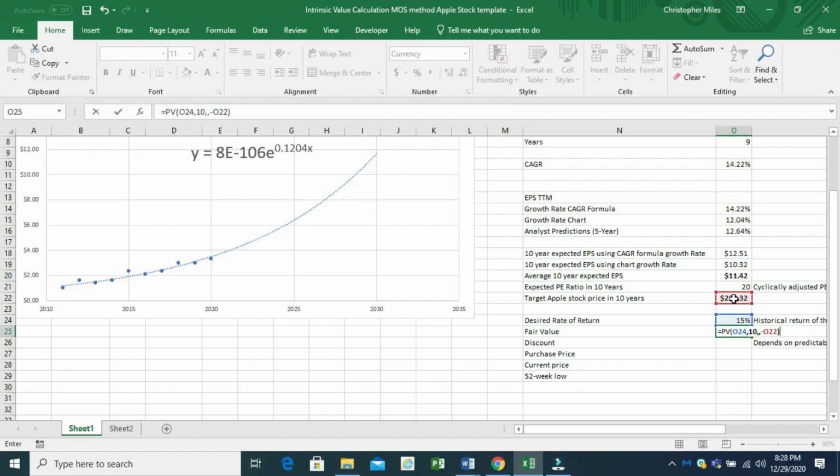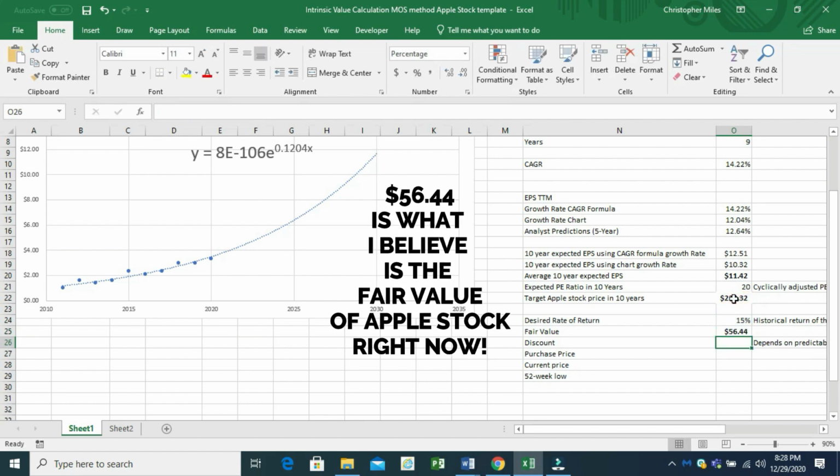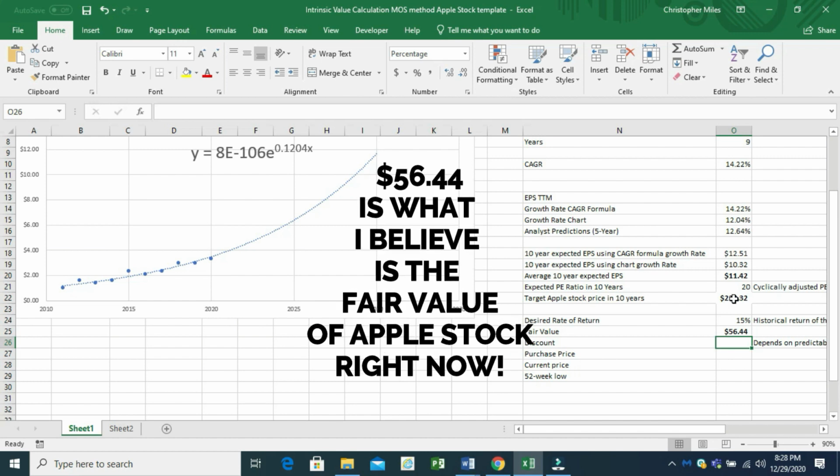$228. What does that give us? $56.44. That is what I believe is the fair value of Apple stock right now.